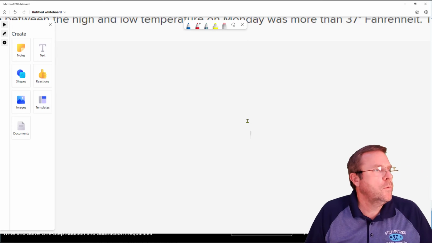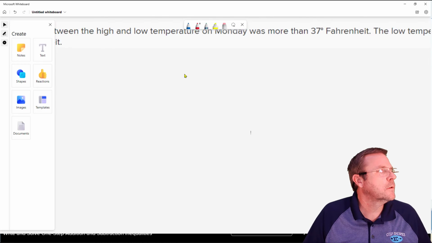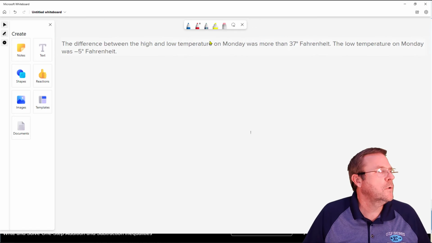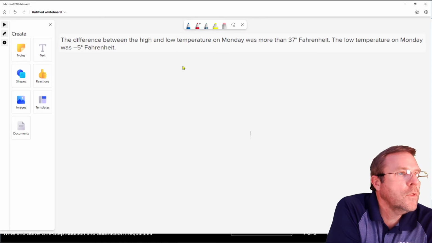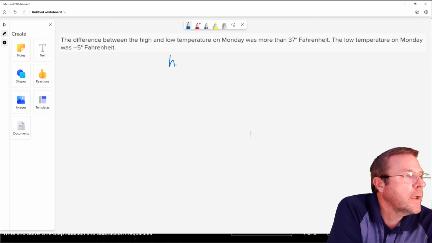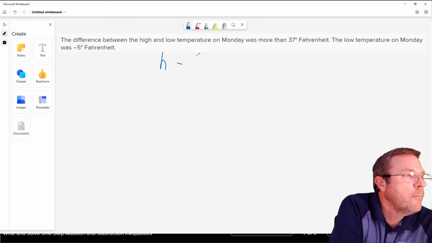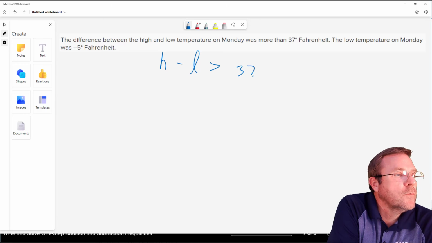So what do I actually know? Somehow I got zoomed in here a bit, I think. Let's try that down there a bit again. I know that the difference between the high and low temperature is going to be greater than 37 degrees Fahrenheit. Actually, the difference is going to be subtraction, so it's going to be the high minus my low is greater than 37 degrees Fahrenheit.